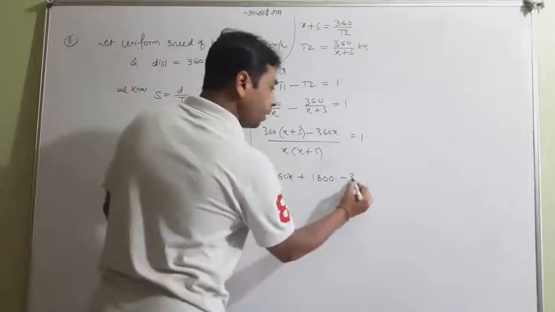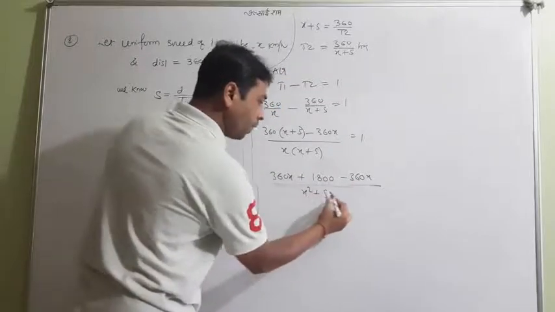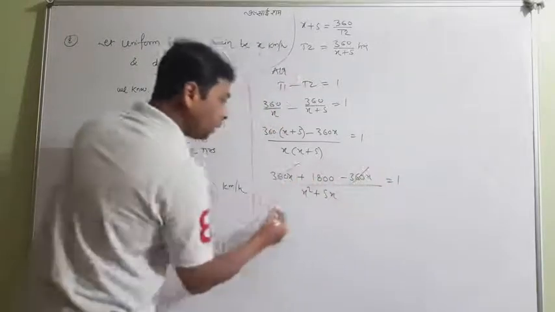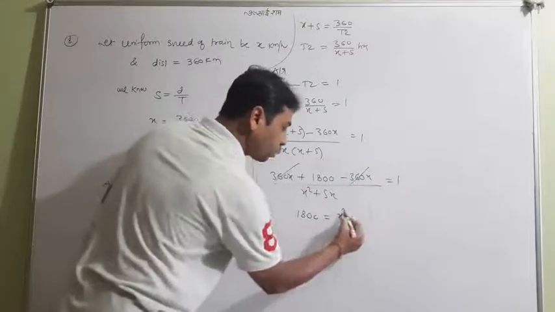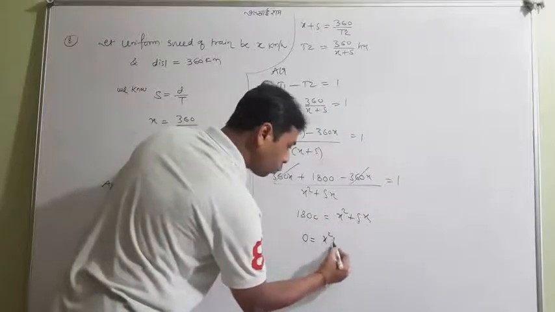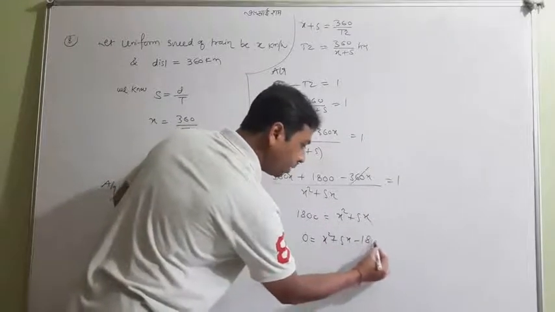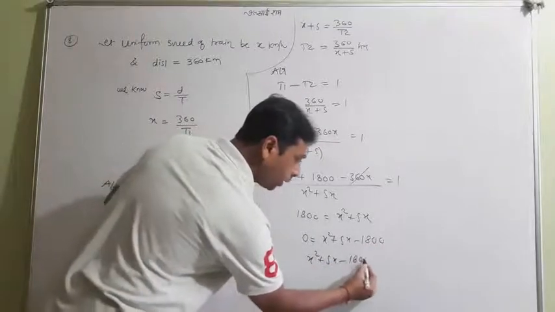1800 minus 360 x upon, I'll multiply here, x square plus 5x is equal to 1. So both will cancel. 1800, I'll cross multiply to this 1. x square plus 5x will be there, and I transfer this there: x square plus 5x minus 1800 will be there, and this is going to be a so-called quadratic equation.